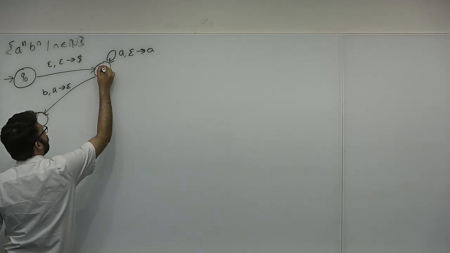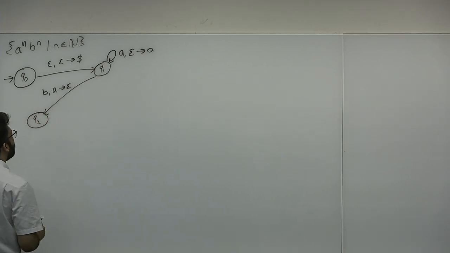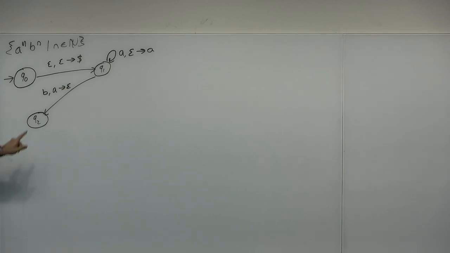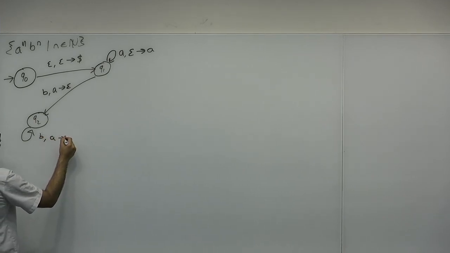Let's just call these Q1, Q2. Now what we want to do is, every time we see a B in the input, we want to match it to an A that we have previously pushed. So we've now matched the first B we've seen in the string to the last A pushed. So now we need to match the rest of the B's to the A's that were previously pushed. So we're going to read a B off the input, pop an A off the stack, and push nothing.